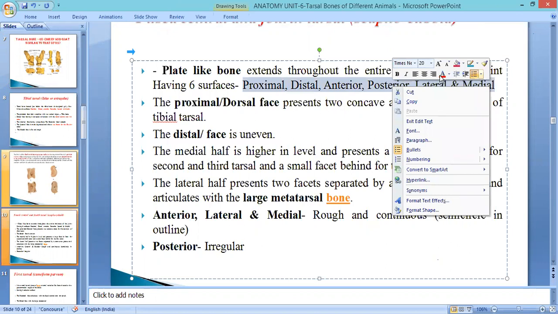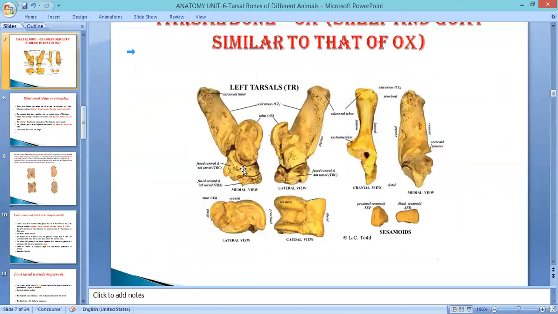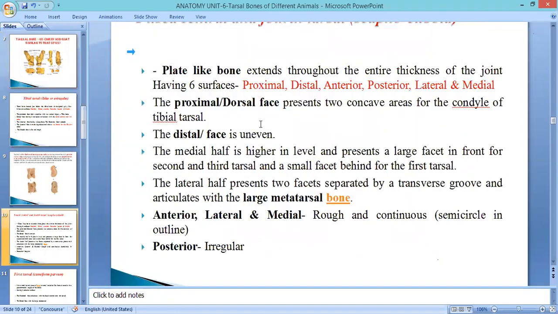First, another name of this tarsal is scaphocuboid, and for description, it looks plate-like and extends throughout the entire width of the joint. When we observe this bone, the central plus fourth, it covers the whole structure from the lateral side to the medial side of this joint and is located centrally. It has six surfaces: proximal, distal, anterior, posterior, lateral, and medial.